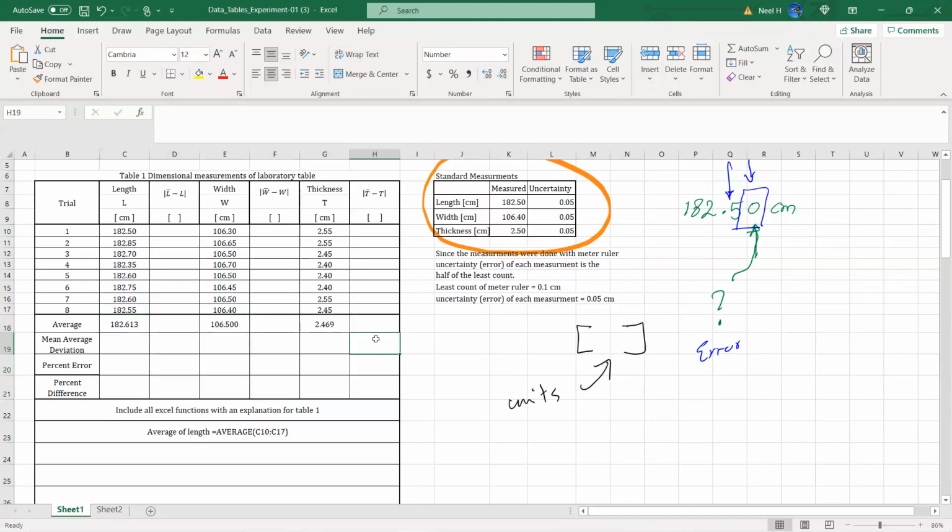Okay, guys, everybody okay with that part? Any question? Okay, so I think these are fairly straightforward and simple.